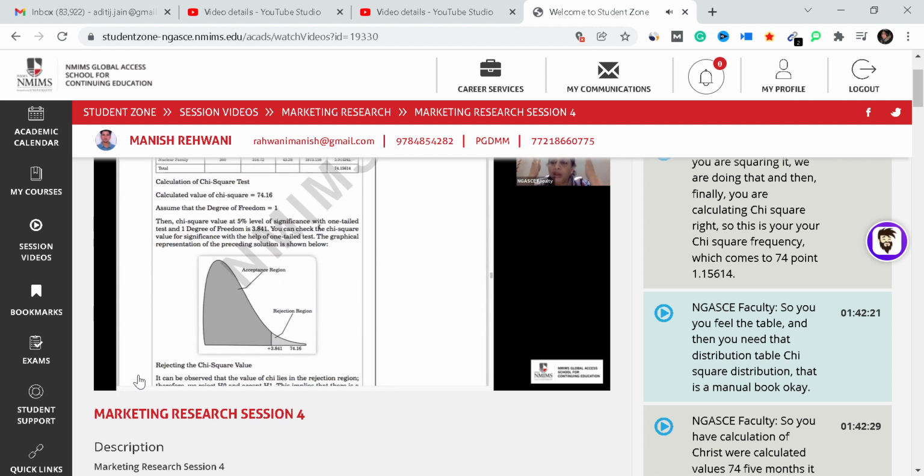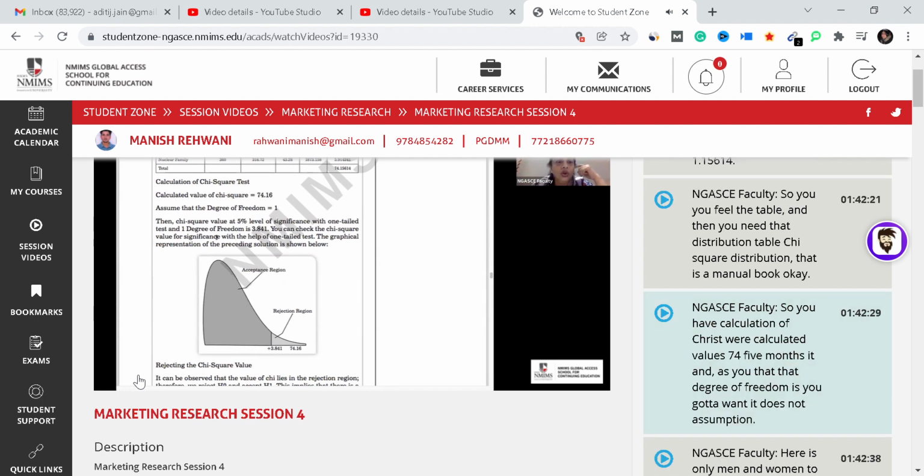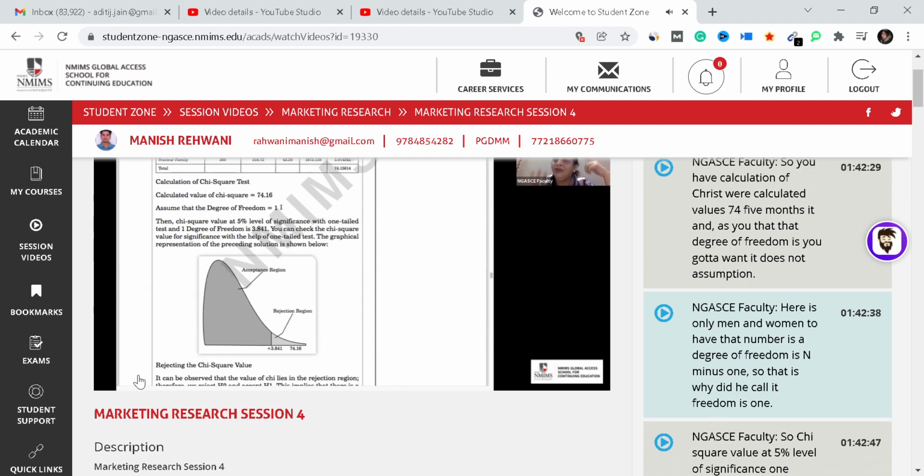So you fill the table, and then you need that distribution table, chi-square distribution. There is a manual book, okay? So you have calculation of chi-square, calculated value is 74.16, and assume that the degree of freedom is equal to 1. It is not assumption. There is only men and women. So that number is n. Degree of freedom is n minus 1. So that is why degree of freedom is 1.